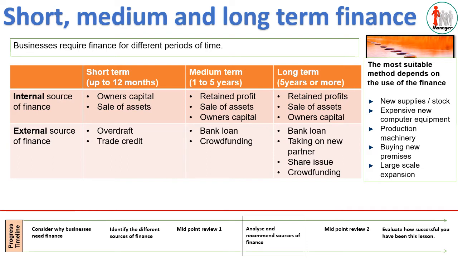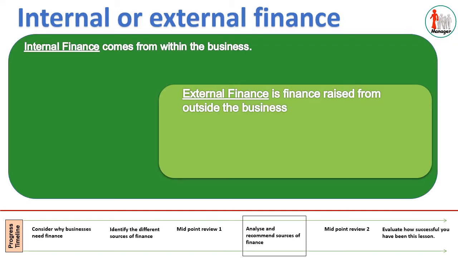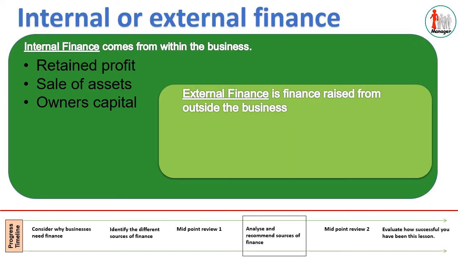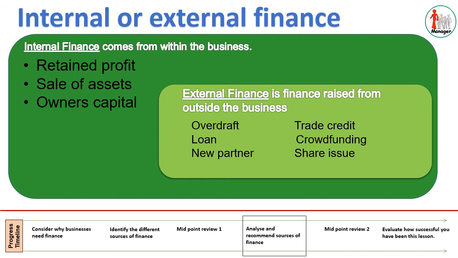When we're looking at it, we're going to look at what we want the money for, and then we'll choose whether an internal or an external source of finance is the best option. Remember, internal sources of finance are those that we have within the business, so that would be retained profit, the money that we keep from previous years, selling our assets, so things we don't need anymore, or the owner putting in some more money. The external finance, remember, is those things that come from outside the business: an overdraft, a loan, maybe taking on a new partner or issuing more shares, crowdfunding or trade credit.